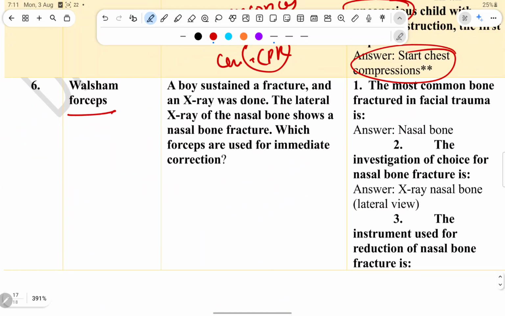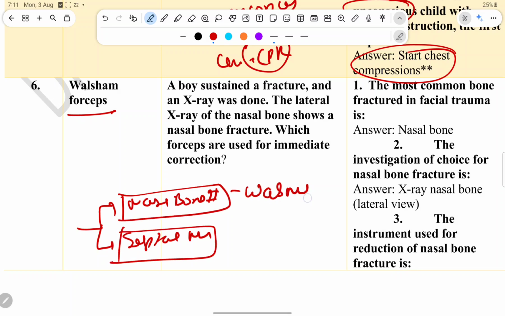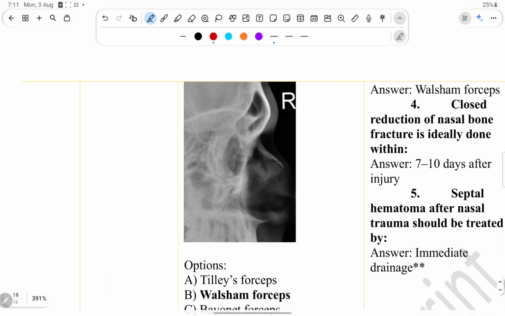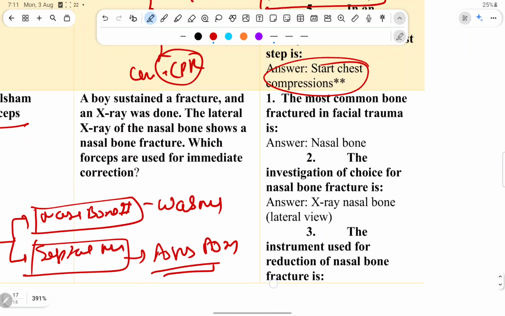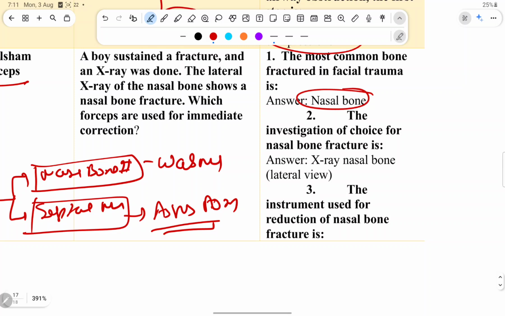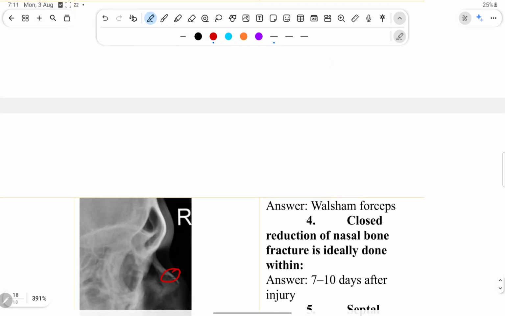Next, Walsham's forceps. We have two fractures. We can have a nasal bone fracture, and we can have a septal fracture. Since the nasal bone is important and longer, there we use Walsham's forceps, and in septal fractures we use Asch forceps. An X-ray was done and shows this. Since we can see the fracture line, we can repair it with Walsham's forceps. The most common nasal fracture is of the nasal bone. The investigation of choice for a nasal bone fracture is an X-ray of the nasal bone. The instrument used for nasal bone fracture is Walsham's forceps.